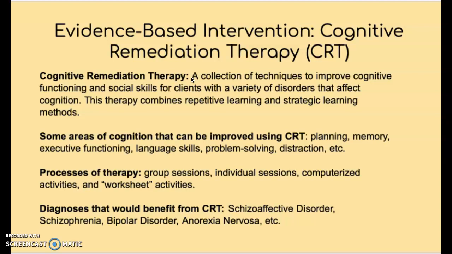Some areas of cognition that can be improved using CRT include planning, memory, executive functioning, language skills, problem solving, distraction, and a lot more. Executive functioning means skills related to everyday work, learning, and managing life on a daily basis. Some processes of this therapy include group sessions, individual sessions, computerized activities, and worksheet activities. The computer activities are probably the most common, and also they're more efficient and standardized. The diagnoses that would benefit from CRT besides schizoaffective disorder include schizophrenia, bipolar disorder, anorexia, and much more.